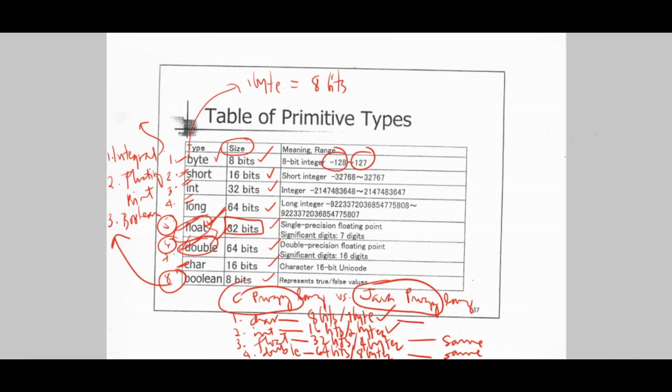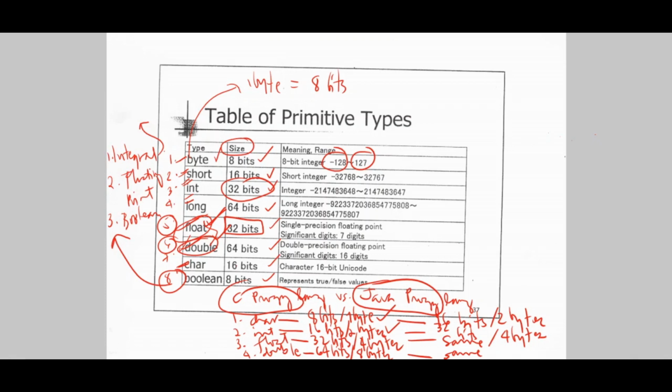So character in Java is, as you can see here in the table, 16 bits, or 2 bytes. And in Java, integer is 32 bits, or 4 bytes. So integer and character have bigger memory allocation in Java programming language than in C programming language.